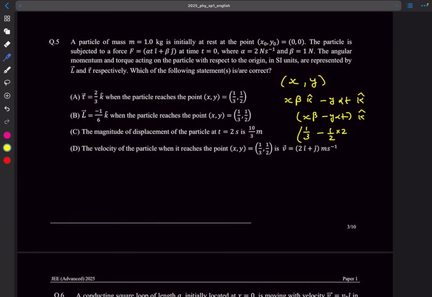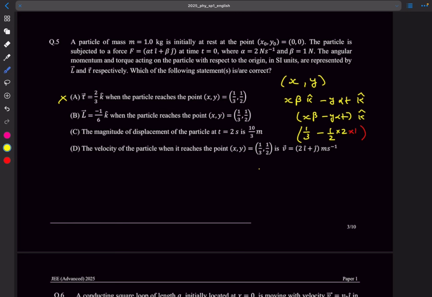Okay, so now we need the time at which the particle reaches 1 by 3 comma half. So you can just look at the force expression. This is also the acceleration because m is 1, right? If we just look at the y direction, the acceleration is 1 meter per second square. So how much time does it take to cover half meters? We want half t squared to be equal to half, so t is just 1 second. So the particle reaches this coordinate after 1 second. What that means is we'll multiply this with 1. So this is 1 by 3 minus 1, which is negative 2 by 3. Option A would be wrong.